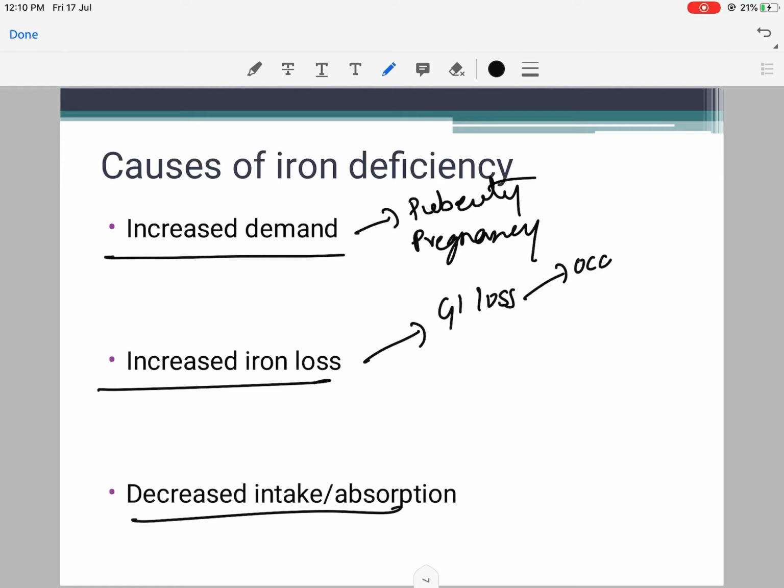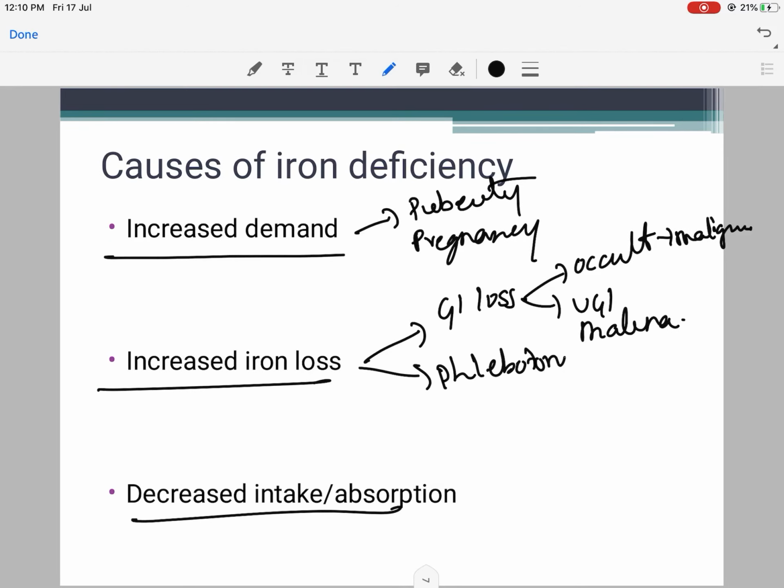GI loss may be occult due to malignancy, or frank bleed, that is upper GI bleed, as well as melena. Okay, this is important. Other causes of increased iron loss could be repeated phlebotomy, which is done for polycythemia, or repeated blood donation, or loss from menses.